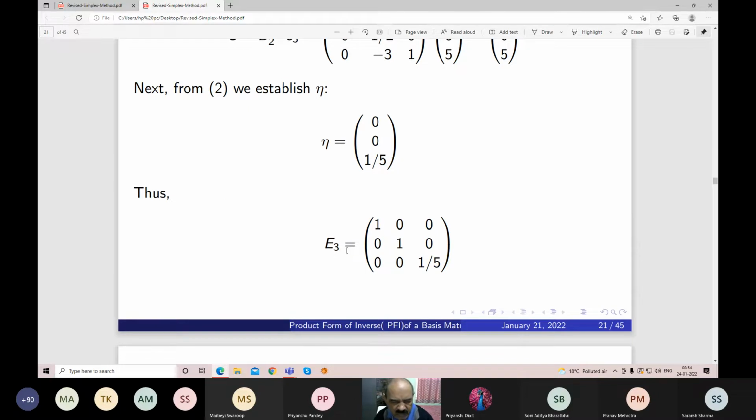What is E3? E3 is an identity matrix. The first two columns are the same. The third column is different: 0, 0, 1 by 5.